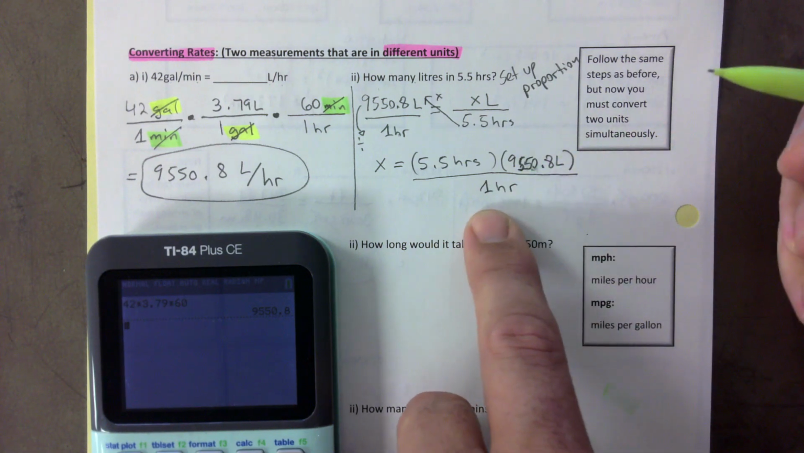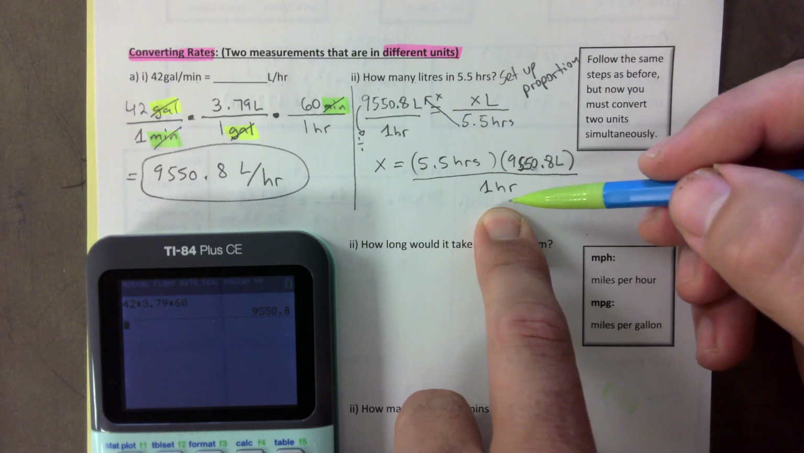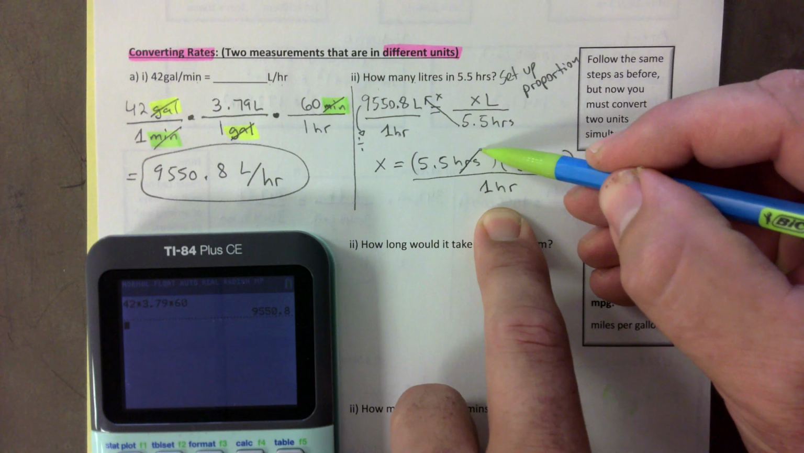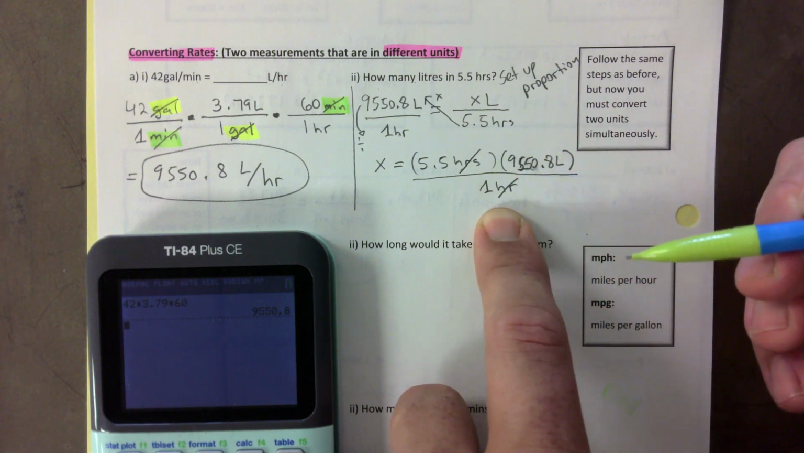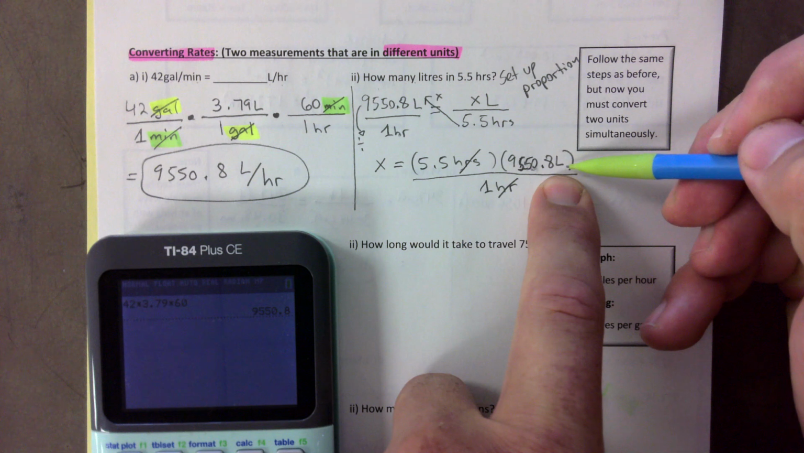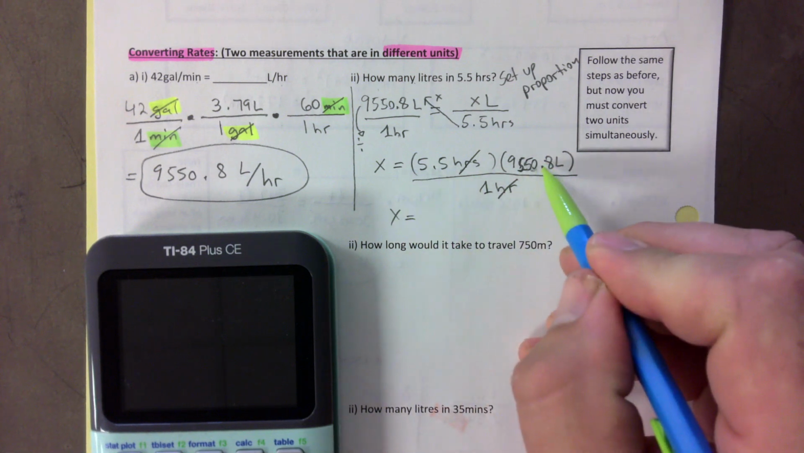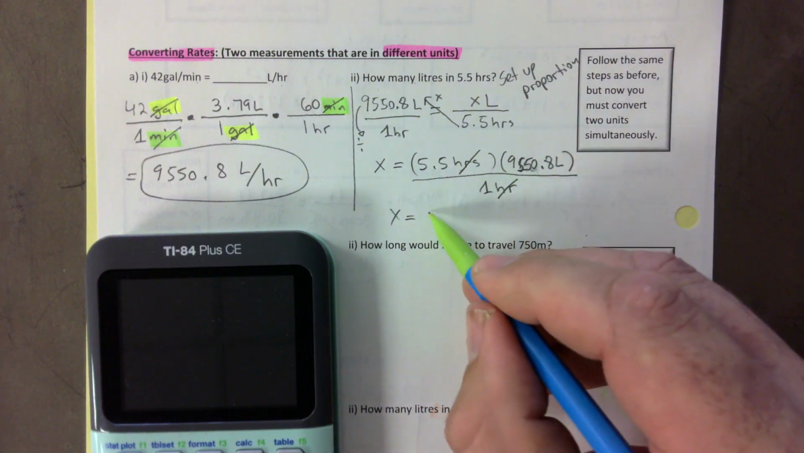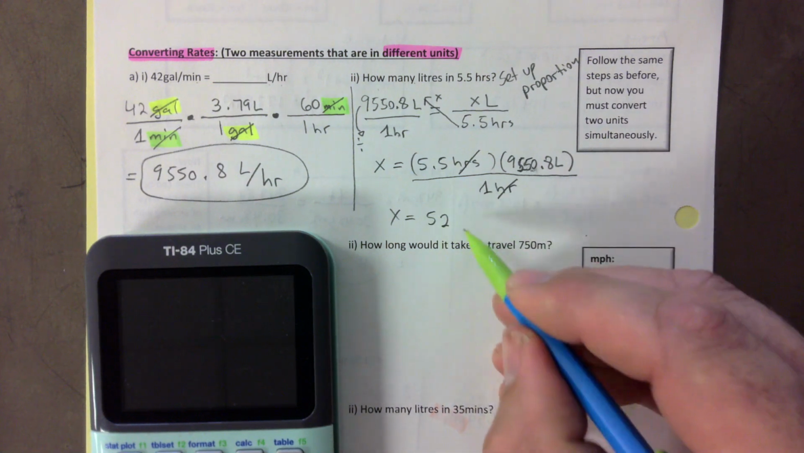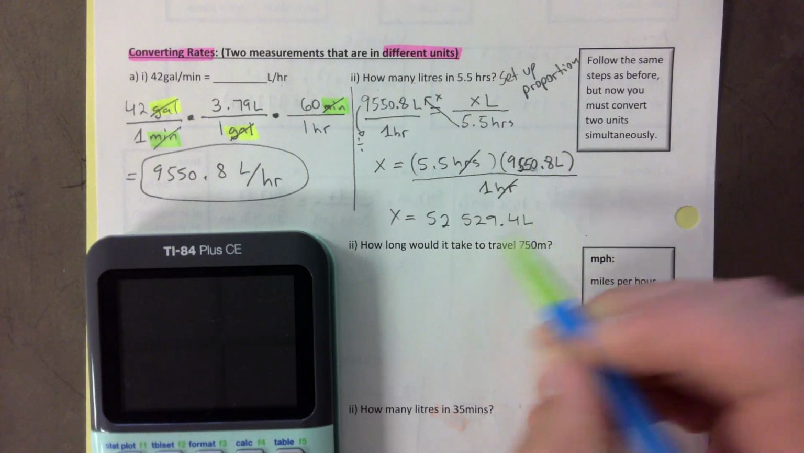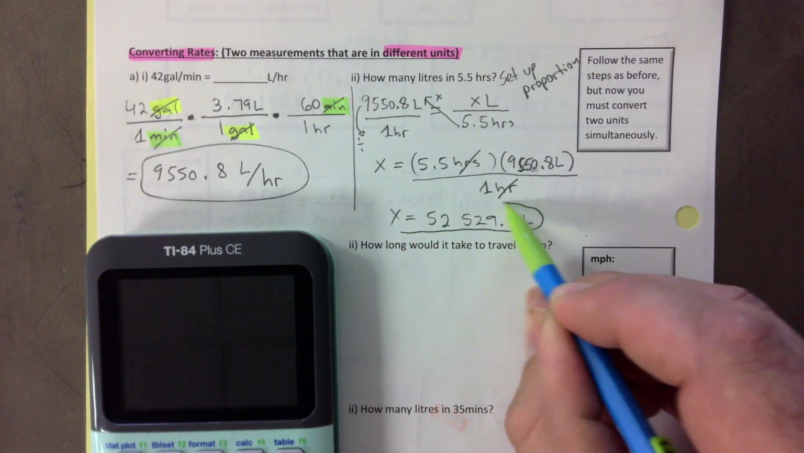That's better. So I just want you to see how the units cancel out here, folks. The hours here go with the hours there. And what are you left with? Liters. That's exactly what we want. We want to know how many liters. So it's 5.5 times that divided by 1, which is irrelevant. So it's 52,529.4 liters is your final answer.